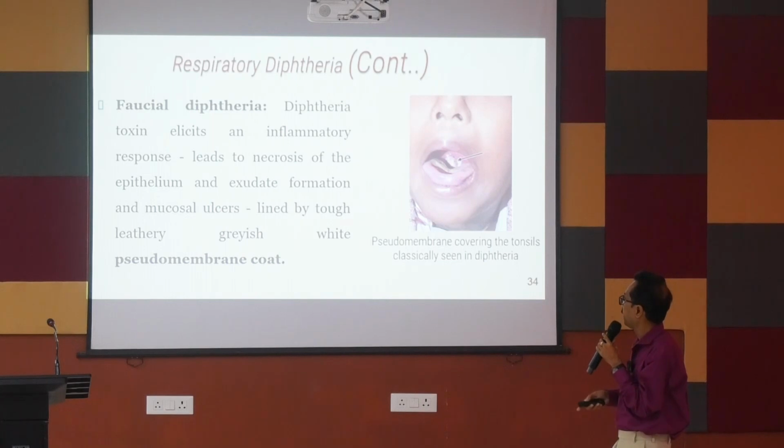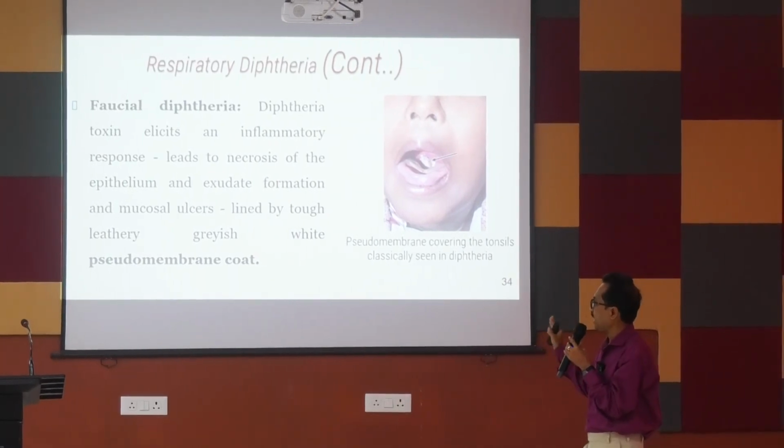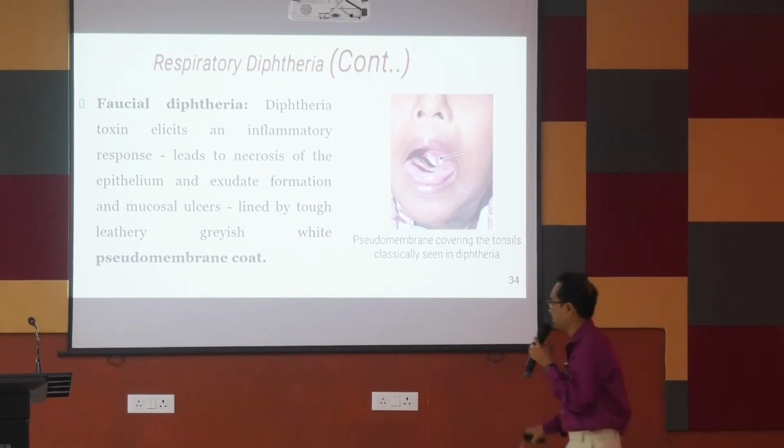Faucial diphtheria. You see the picture, there is a greyish white membrane over the tonsillar fossa. I will show a better picture. An inflammatory response leads to necrosis of the epithelium. That necrotic epithelium and exudate and mucosal ulcer are lined by a tough, leathery, greyish white pseudomembrane.